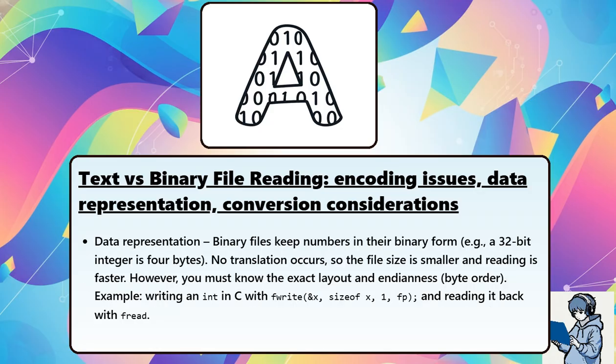Data representation. Binary files keep numbers in their binary form. For example, a 32-bit integer is 4 bytes. No translation occurs, so the file size is smaller and reading is faster. However, you must know the exact layout and endianness, byte order. Example: writing an int in C with fwrite(&x, sizeof x, 1, fp) and reading it back with fread.